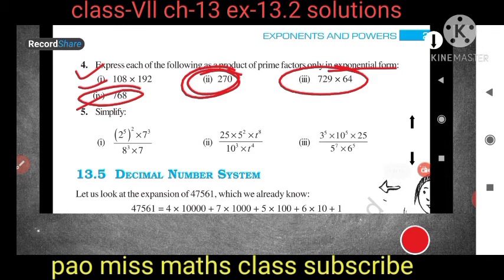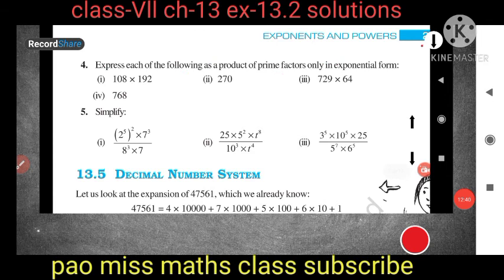Now I will explain question number 5. Question number 5 is very important, and please listen carefully for this question. Here it is given 2 to the power 5, then again power 2, isn't it? Then multiply with 7 to the power 3. Now 7, can we take out a factor of 7? No, isn't it? Because 7 is a prime number, so we cannot write 7 in the exponential form. So 7 we can write as 7 to the power 1 only. Okay, so we cannot factorize this 7, so 7 will remain the same.